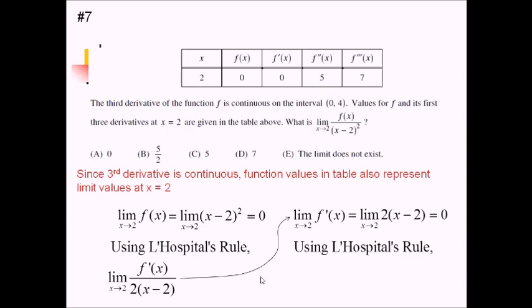So that'll end up being f double prime now, all of this as x approaches 2. F double prime times just, well, this is 2x minus 2, so the derivative is going to be 2. The f double prime limit is 5, so we end up then with 5 over 2, which gives us choice B.